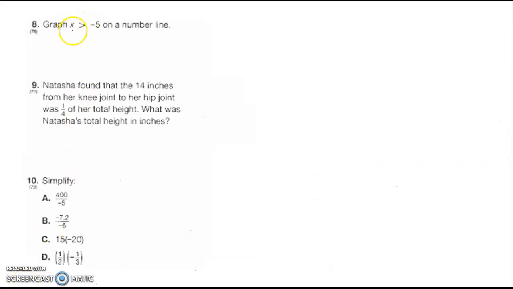Okay, here it says graph x is greater than -5 on a number line. So 0, and there's -1, -2, -3, -4, -5. This is going to be an open circle on -5 because it doesn't have an equal sign. And this arrow tells us to highlight in this direction.